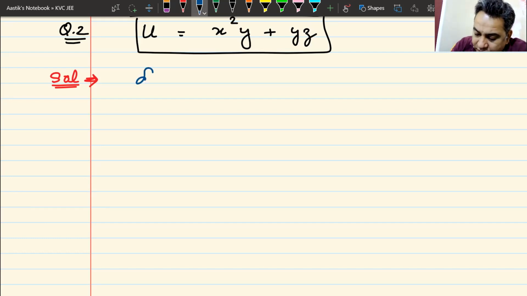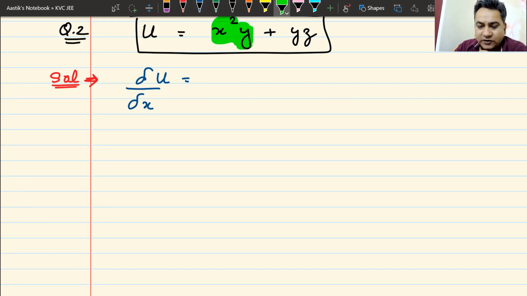The first thing is I am going to calculate del by del x of u. So I have to calculate the del by del x of this entire thing. If you look at the green one, I have to calculate the del by del x of this function, x squared y plus yz. Now in x squared y, x squared becomes the first function and y becomes the second function. The derivative of the second function y with respect to x will be zero because it's a partial derivative. So I only need to calculate the partial derivative of x squared into y. So it will be y multiplied by the derivative of x squared.